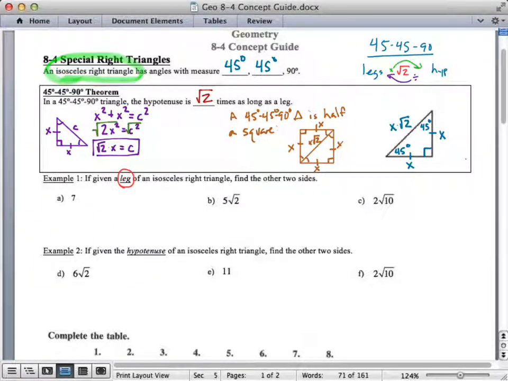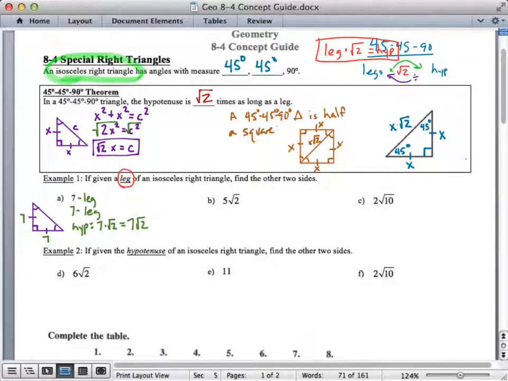Okay, so if you're given a leg of an isosceles right triangle, and you're trying to find the hypotenuse, are you going to go bigger or smaller? Well, the other leg is the same as the leg. How are you going to go bigger? Yeah, you multiply. So you're going to say the hypotenuse is 7 times the square root of 2. The magic number is the square root of 2. That's it. Example B.